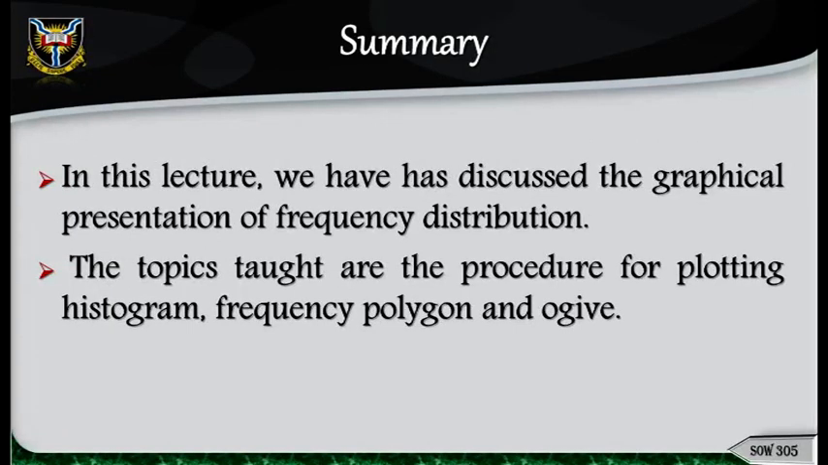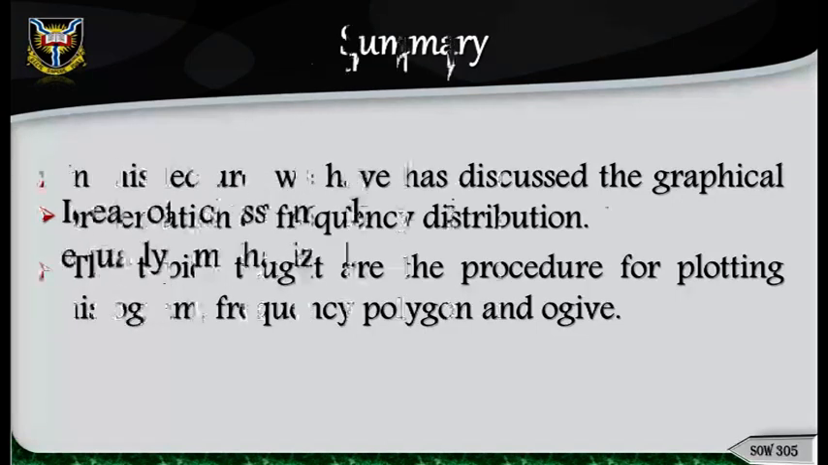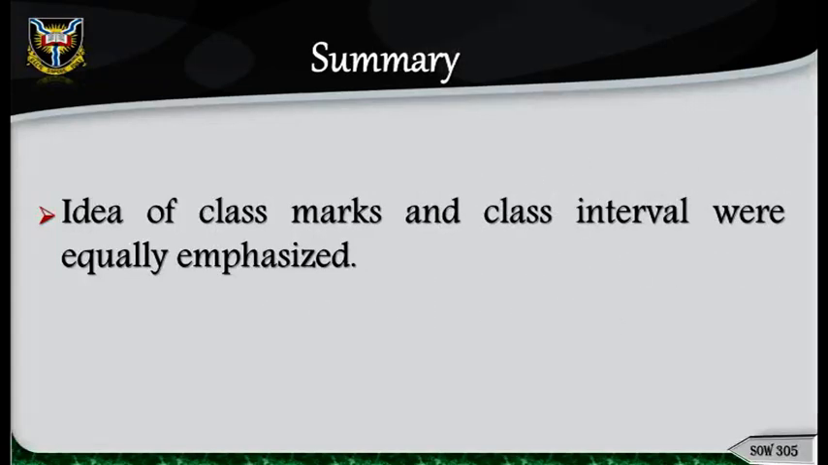Summary. In this lecture, we have discussed the graphical presentation of frequency distribution. The topics taught are the procedure for plotting the histogram, frequency polygon, and ogive. We learned that cumulative frequency is an offshoot of the addition of successive frequencies for each class. The ideas of class marks and class interval were equally emphasized.